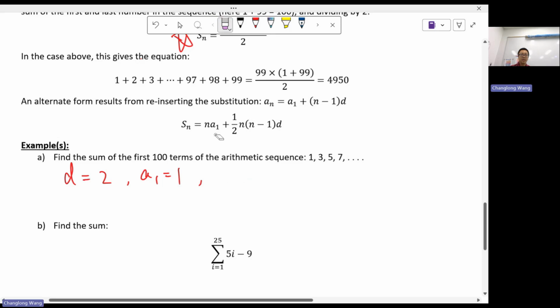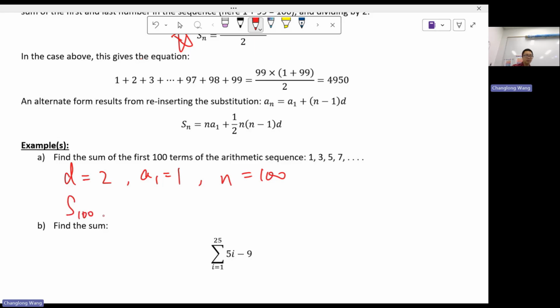If you were to use the second version of the formula, you need the first term. We do have it. We know there has to be 100 terms to be added up, right? The common difference too. You have everything, right? Let's go with the second version, right? So it'll be S sub 100. Now that tells people that you're adding up the first 100 terms, right?